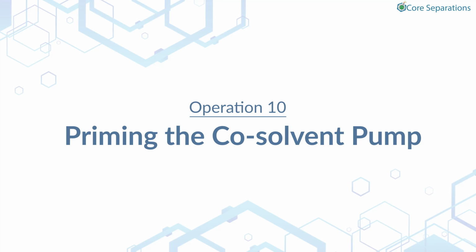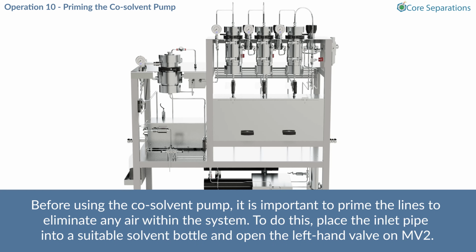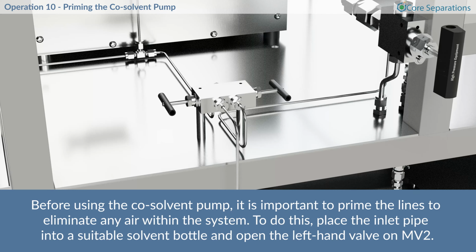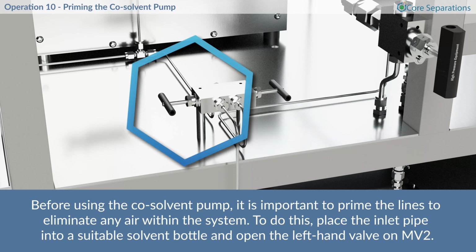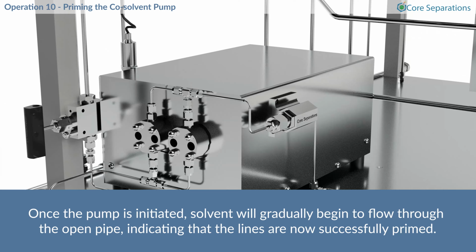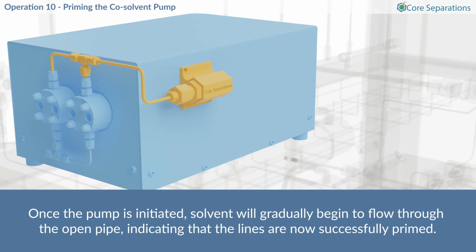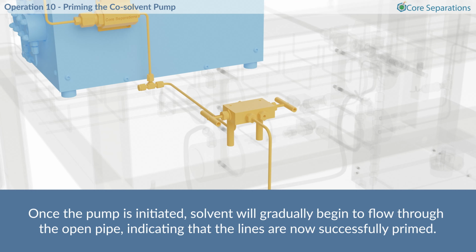Operation 10. Priming the co-solvent pump. Before using the co-solvent pump, it's important to prime the lines to eliminate any air within the system. To do this, place the inlet pipe into a suitable solvent bottle and open the left-hand valve on MV2. Once the pump is initiated, solvent will gradually begin to flow through the open pipe, indicating that the lines are now successfully primed.